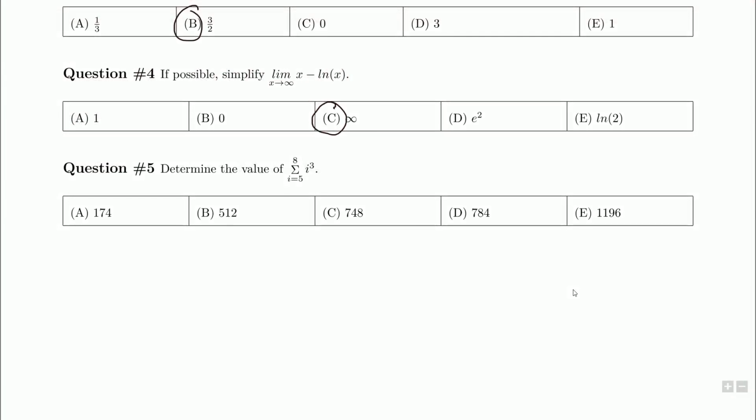We're on our last multiple choice question, question number 5, which asks us to determine the value of this sigma notation right here. Looks like we're adding up cubes, starting with 5 cubed and ending at 8 cubed. Now, you might say, well, didn't we have a formula for this? And we do have a formula if we start at 1.